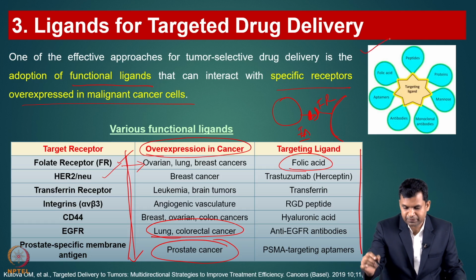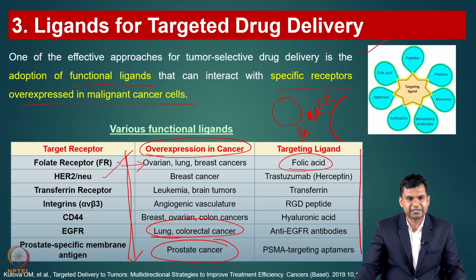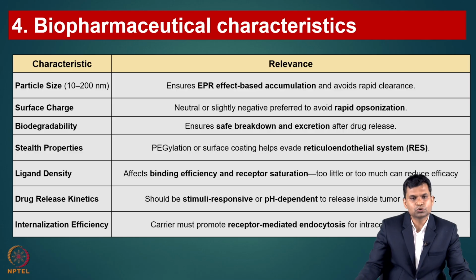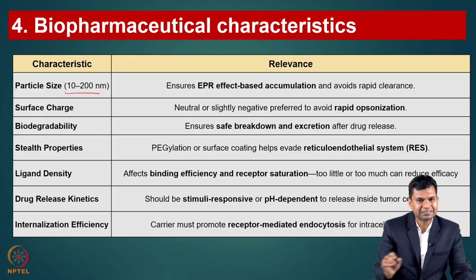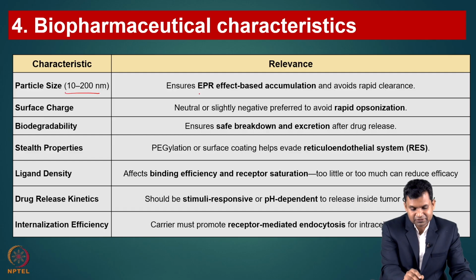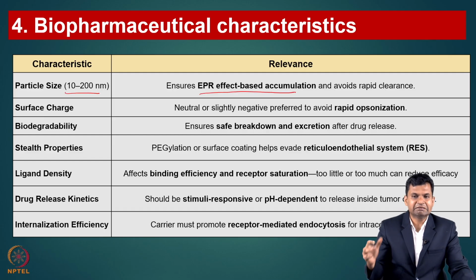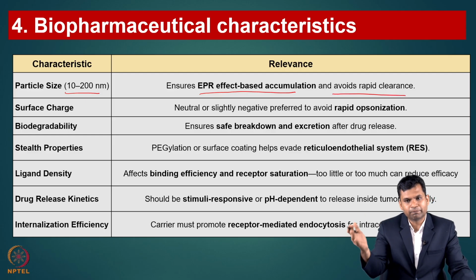Here also are the pictorial representations of the various types of ligands used for targeted delivery. Here are some of the biopharmaceutical characteristics which are very important for targeted delivery systems, especially for cancer. Your particle size should be 10 to 200 nanometer, definitely that will follow the EPR effect that allows for the high accumulation of the nanocarrier system in the tumor vessels, that will also avoid the rapid clearance compared with the plain drug or non-carrier based systems.